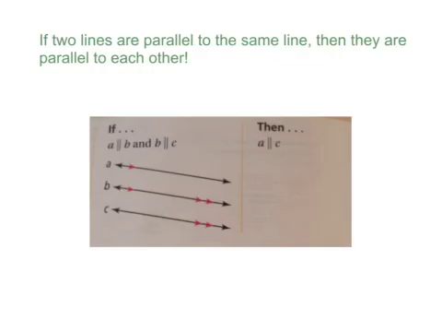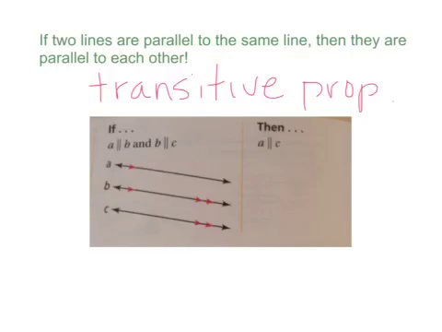The next thing we're going to talk about is comparing parallel lines to each other and to perpendicular lines to come up with some conclusions. So if two lines are parallel to the same line, so if A is parallel to B, and B is parallel to C, then A is parallel to C. Doesn't that sound like the transitive property? So any two lines that are parallel to the same line are parallel to each other.